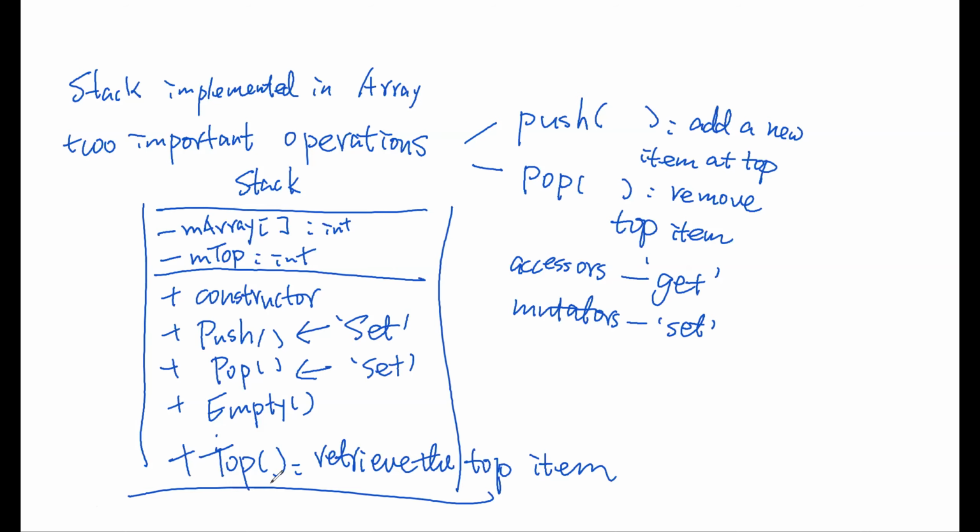Then how about top? Do you think top belongs to set or get? It should be the get category. And if it's get, what do you think the return type for top should be in this case? Yes, integer, very good. So the return type should be integer. So that's the UML diagram for the stack class.